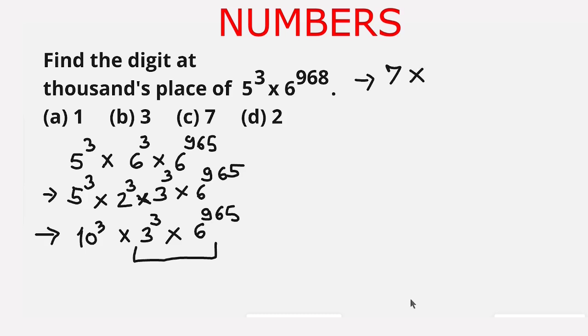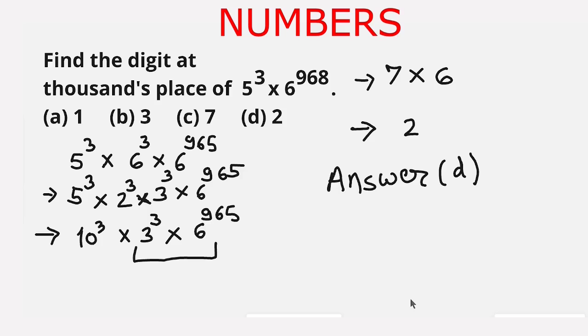And whatever may be the power of 6, the ones place digit of 6 is always 6. So this is going to give us 7 times 6 is 42, and ones place digit of 42 is 2. Therefore, the ones place digit of this entire calculation, 5 to the power 3 multiplied by 6 to the power 968, will be 2. And from the given options, our answer is option D, 2. I hope you have understood the method of solving such type of question. We go to the next question.